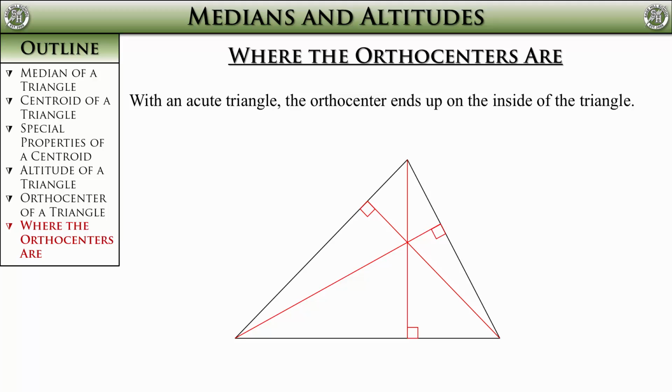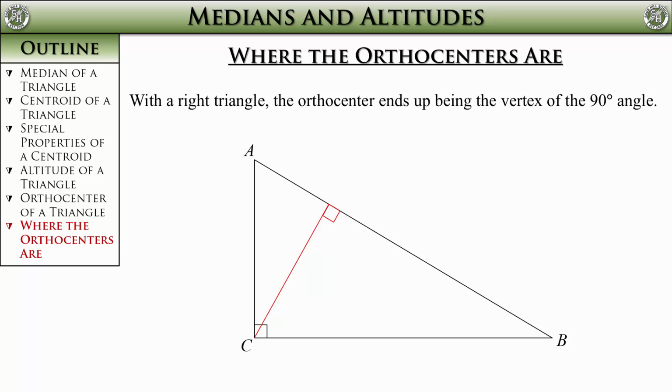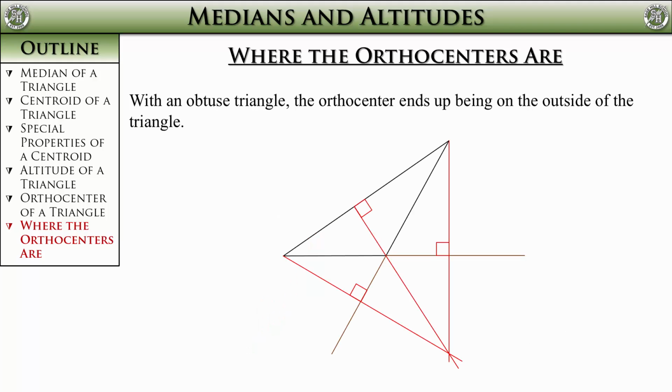With an acute triangle, the orthocenter ends up on the inside of the triangle. With a right triangle, the orthocenter ends up being the vertex of the 90-degree angle. Therefore, in right triangles, the orthocenter is on the edge of the triangle. With an obtuse triangle, the orthocenter ends up being on the outside of the triangle. Some of you won't be happy with that, I know, but there it is.